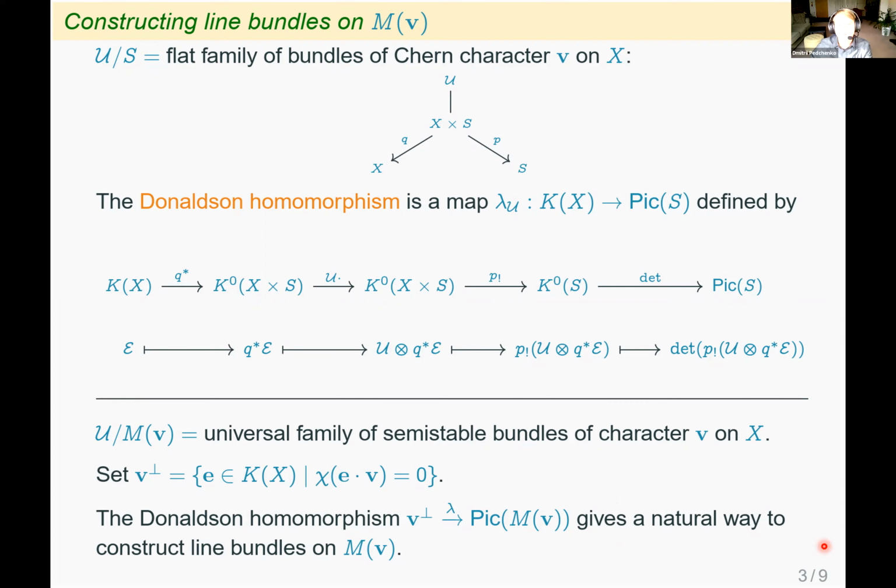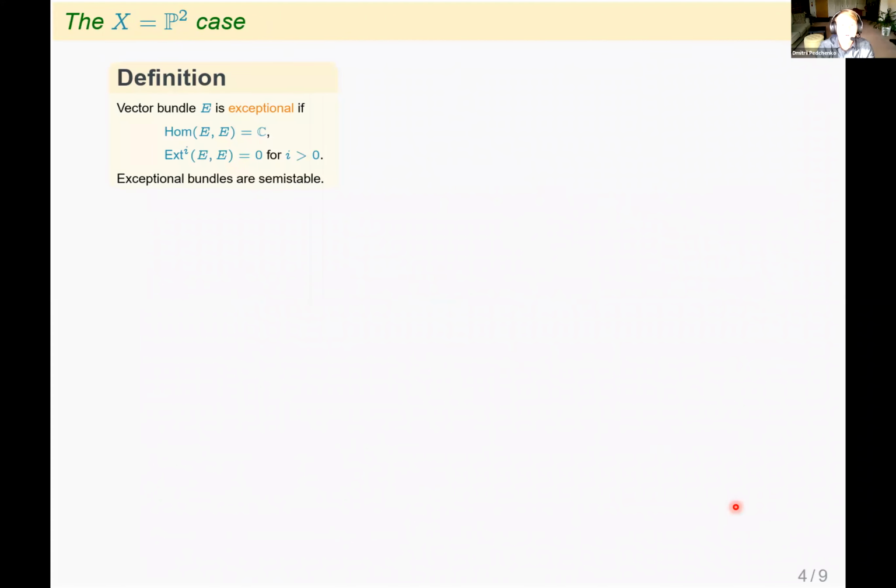So if it's good, then what I first want to do is to contrast my results to the results obtained by Dmitrii in the 80s in the P2 case, because it's just going to be instructive to compare the two results. So in order to tell you the story about the projective plane, let's just recall some well-known definitions. So the definition of an exceptional bundle, everybody knows, of course.